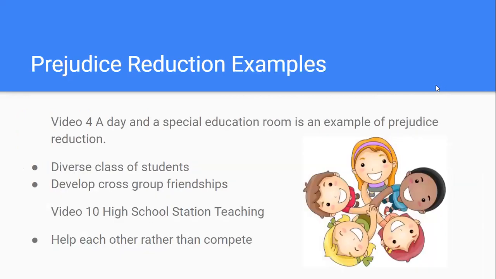In video 4, we see how the class is diverse and the students all have different backgrounds, yet they are all equal and all their needs are met. And then in video 10, we can see another example of prejudice reduction. We see how the students are working in a variety of group stations, and we see how they help each other rather than compete with one another as they solve their algebra problems.